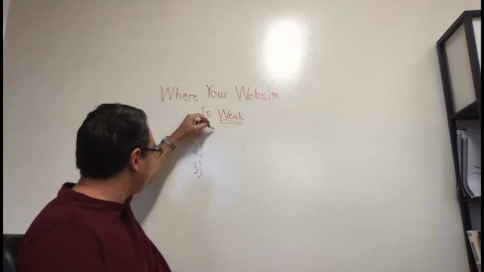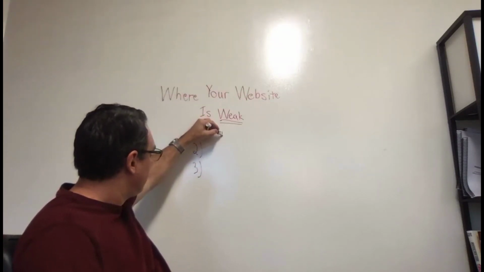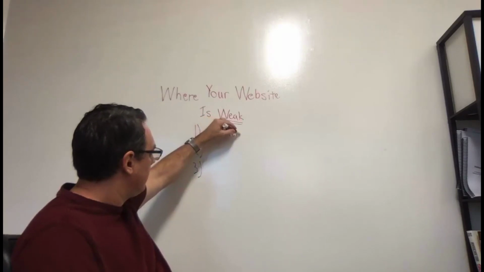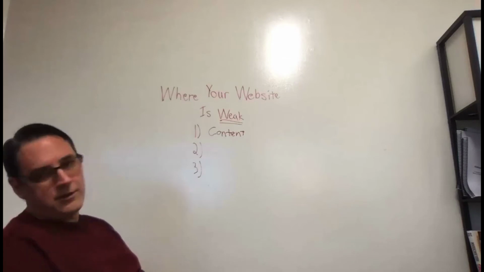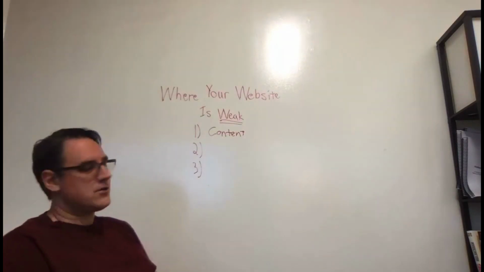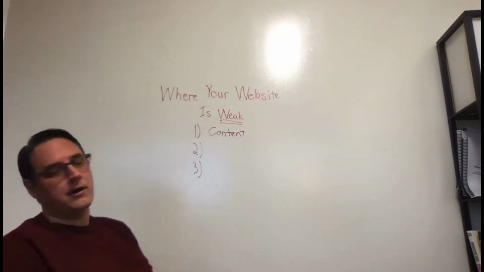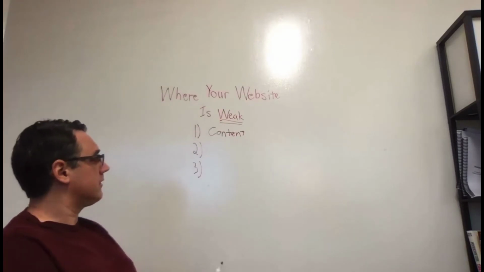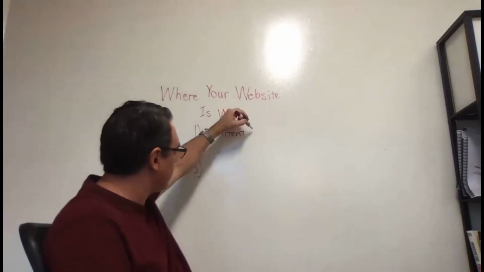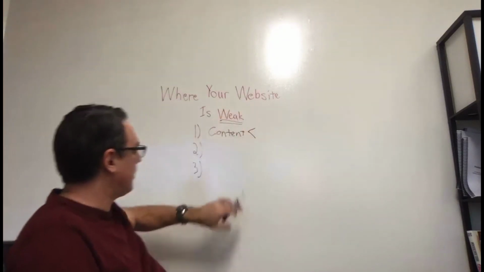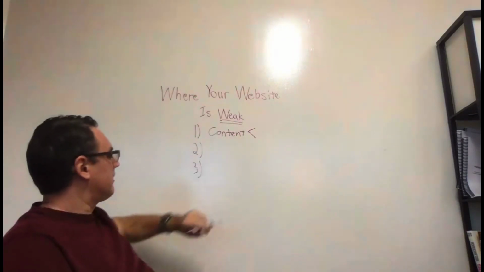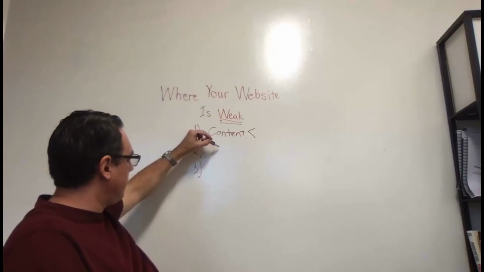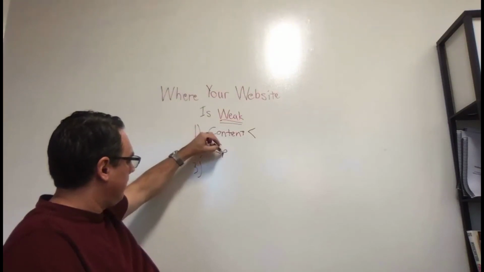So number 1 here is content. Content means what your website says, what images it has, what calls to action it has, what the colors are, or the backgrounds or the images. And almost everybody focuses, like I said, the majority of their time, energy, and effort on what the website looks like.